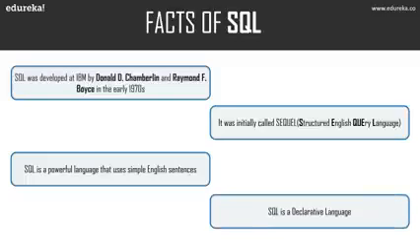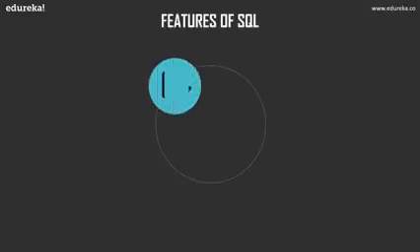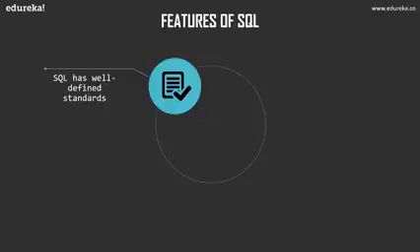SQL is known to be a declarative language. When you write a query, you have to describe what needs to be done, and you don't have to worry regarding the flow of the query. It will be handled internally by the DBMS that you're using. Now, let's look at some of the features of SQL. The first feature is SQL has well-defined standards. As it says, developers of SQL have clearly mentioned how exactly each and every query has to be written. There is no room for ambiguity when it comes to writing a query. The standards have to be followed.